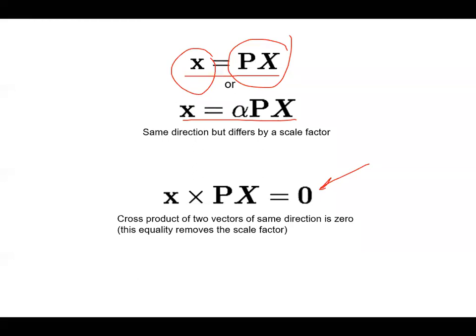I just told you earlier that if it is the same exact vector, or a scaled version of that particular vector, the cross product will give you 0. And I'm telling you here that x and P multiplied by x are equal. So x cross P x is basically equal to 0. The cross product of two vectors in the same direction is 0.